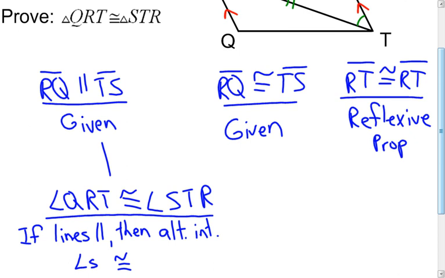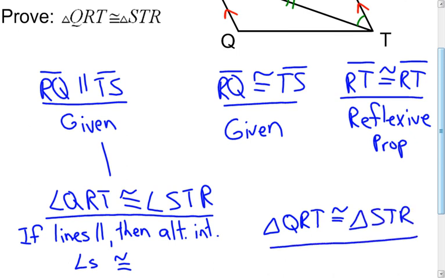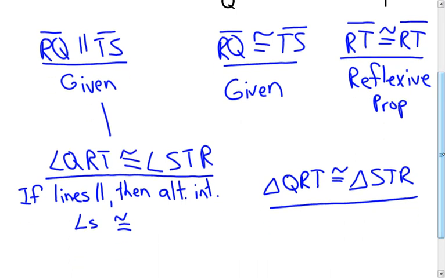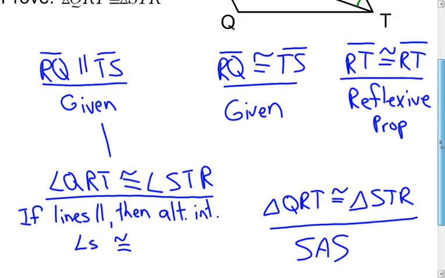My last statement is going to be triangle QRT is congruent to triangle STR. And my reason that I've said multiple times now, nothing more than side, angle, side. I just have to connect it to all the pieces that I needed. Well, I needed side, I needed the angles, and I needed that other set of sides. And there's my proof that proves those two triangles are congruent in a flow-proof format.